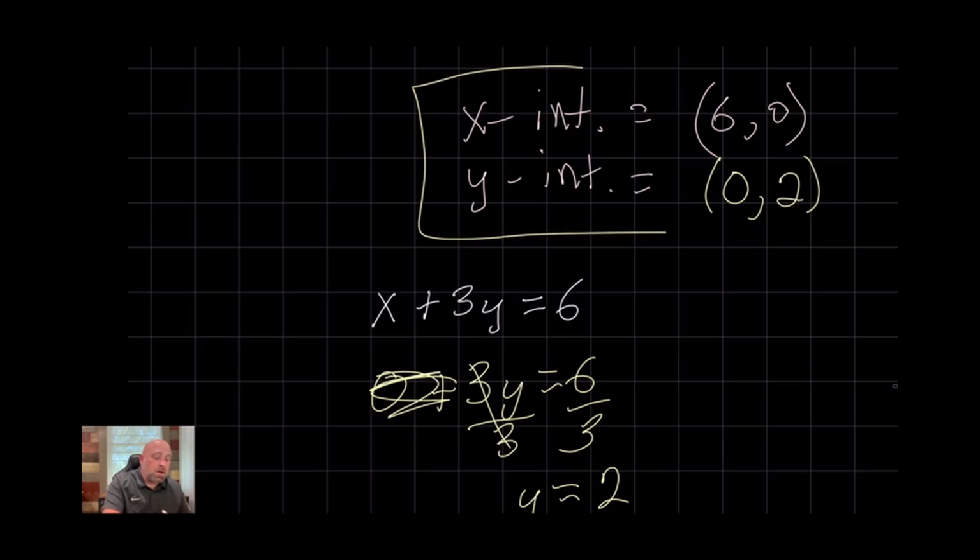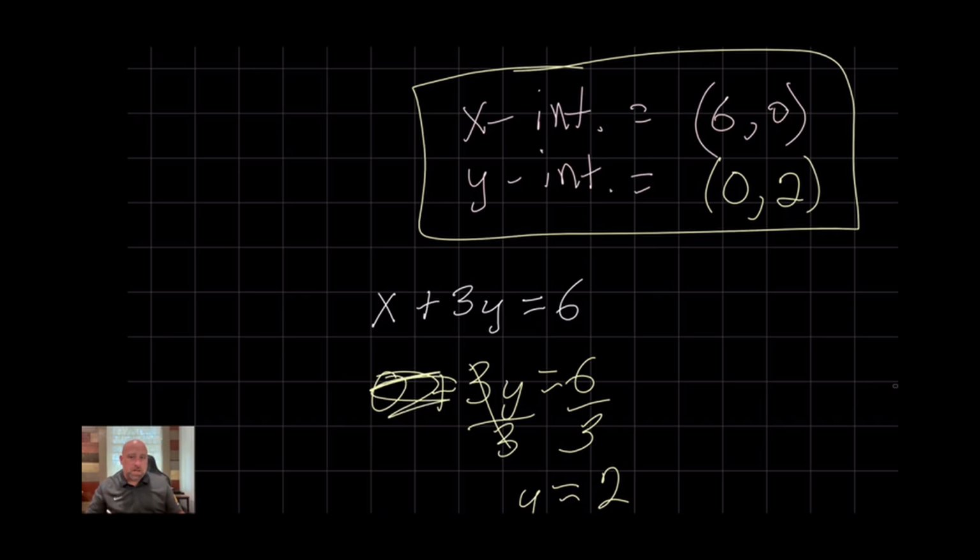So these are our two intercepts. Our x-intercept was 6, 0, and our y-intercept was 0, 2. So let's graph both of those. As soon as we graph both of those, we can graph it. So last lesson, we learned how to graph from a chart. This lesson, we're learning how to graph from intercepts.